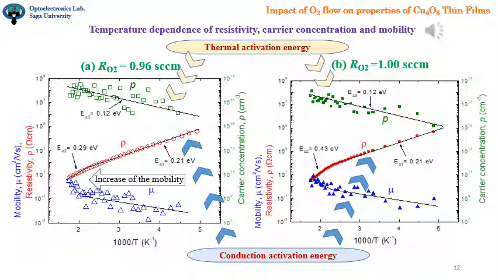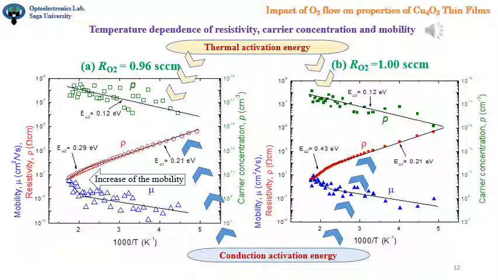In this slide, the temperature dependent resistivity, mobility and carrier concentration for samples grown with oxygen flow rates of 0.96 and 1 SCCM in the range of 190 to 570 Kelvin are shown as Arrhenius plots. As shown in the figure, two conduction activation processes can be observed: a low temperature range of lower than 400 Kelvin and a high temperature range of higher than 400 Kelvin.